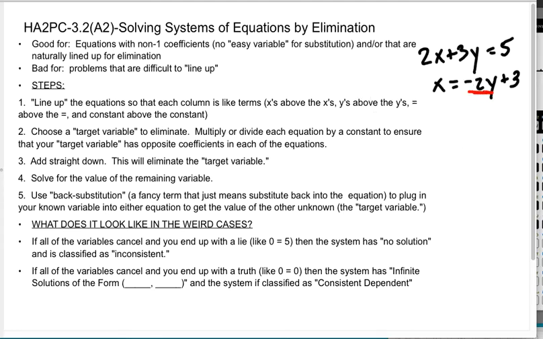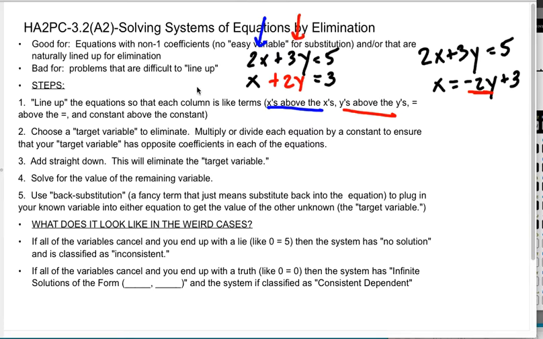So if I rewrite this instead, I keep the 2x plus 3y equals 5. I'm going to add that 2y over. So I'm going to get x plus 2y equals 3. So now I have a situation where everything's lined up, right? My x's are above the x's, my y's are above my y's, my equal signs are above my equal signs, right? There's the equals. And my numbers are above my numbers, my constants are above my constants. So that's what we mean by lined up, okay?